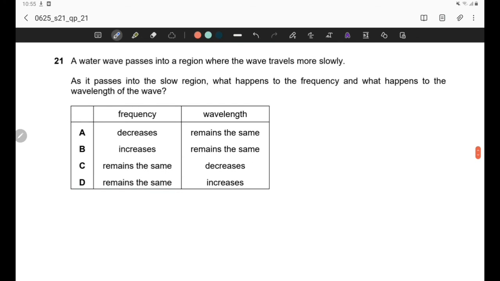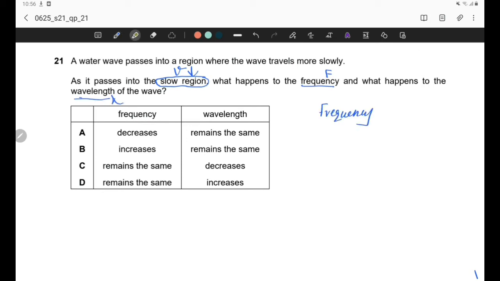Question 21. A water wave passes into a region where the wave travels more slowly. As it passes into the slow region, what happens to the frequency and what happens to the wavelength of the wave? As already mentioned, when the wave passes into a slow region, that means the velocity will decrease. What happens to the frequency and what happens to the wavelength?